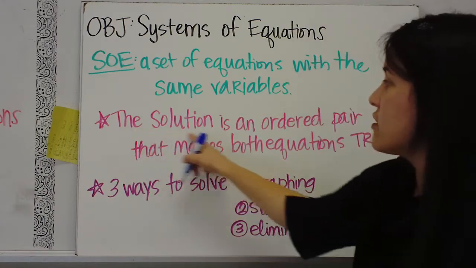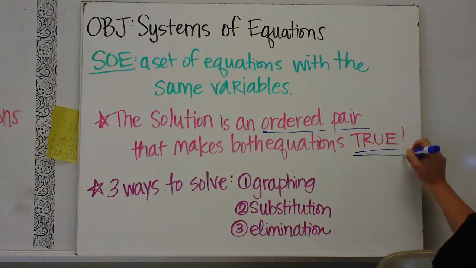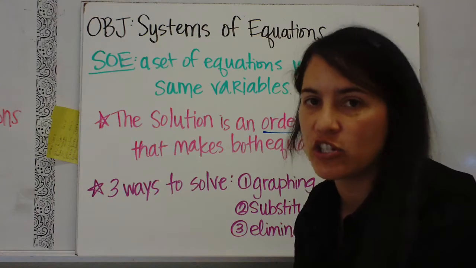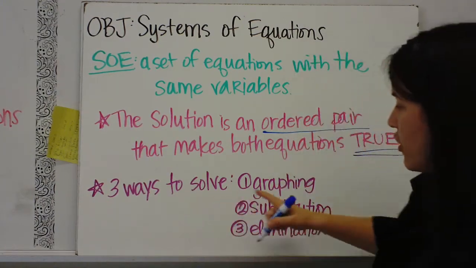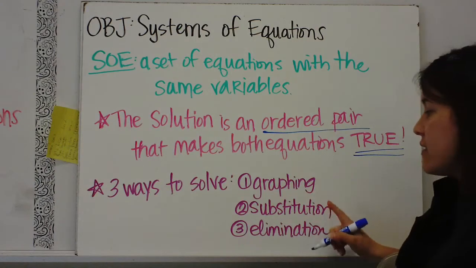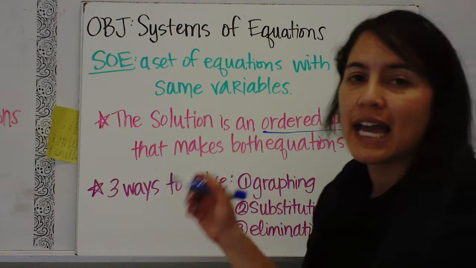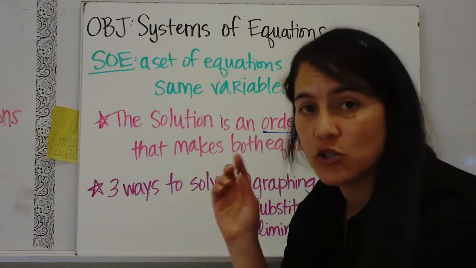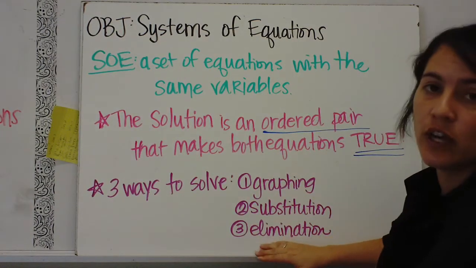Now, the solution is an ordered pair that makes the equations true. So we're going to be finding an ordered pair that makes the equations true, and then there's three ways to solve a system of equations. The first way is graphing, the second way is substitution, and the third way is elimination. So today is just kind of an introduction to what a system is, and then we're going to take each one and go over how to graph, how to substitute, and how to use elimination.